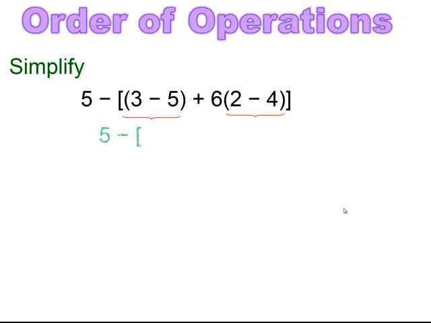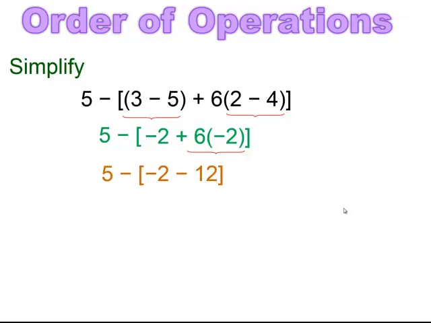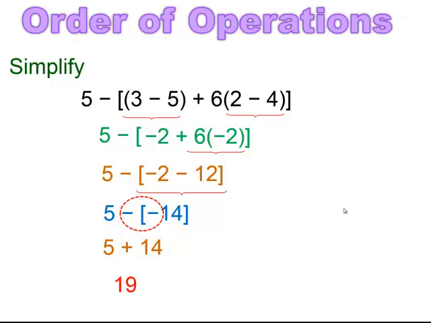Very similar to the example, I'm going to work inside. I get a negative 2 plus 6 times a negative 2. I have to do that multiplication. I end up with a negative 2 minus 12. Notice I'm just bringing the 5 minus down. I'm not working with it until the brackets are one number. And then I have same sign, add and keep the sign. I get a negative 14. Now I see that double negative. That double negative is going to change to a plus, and my solution here is 19.